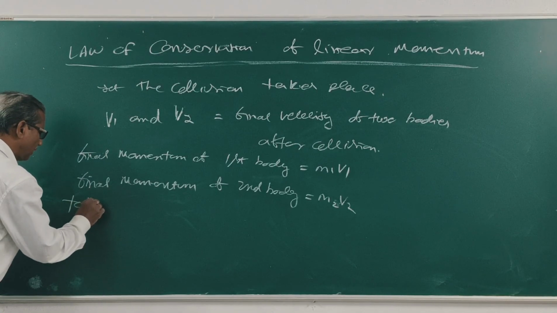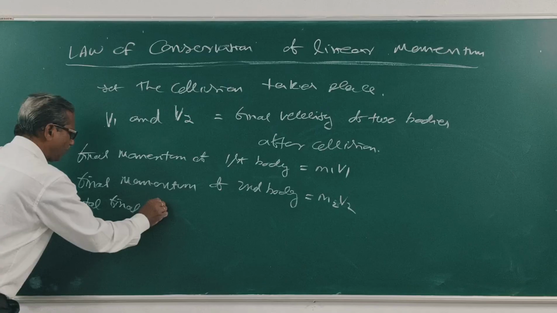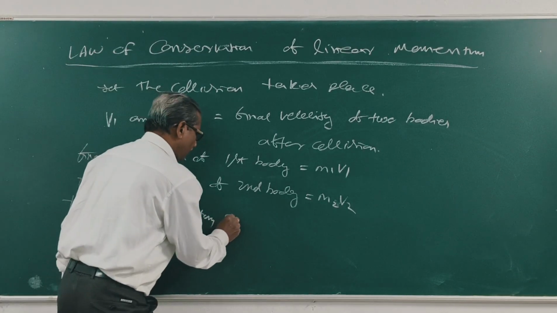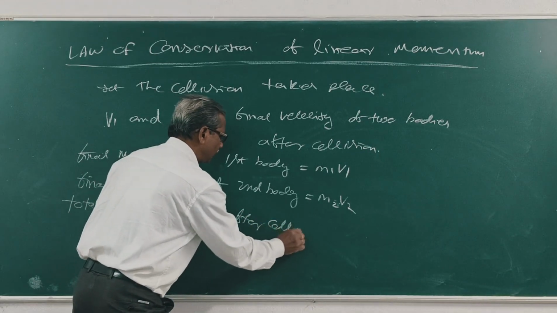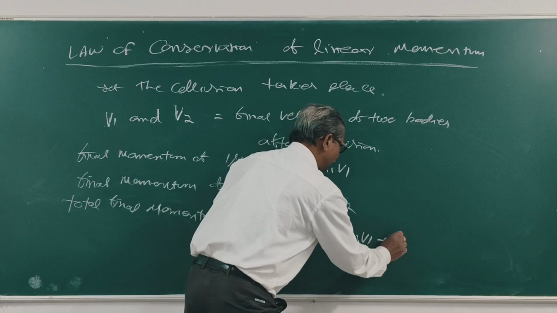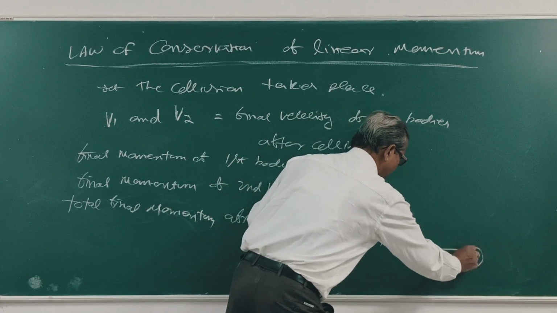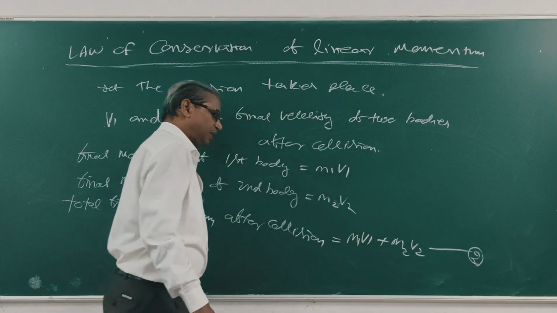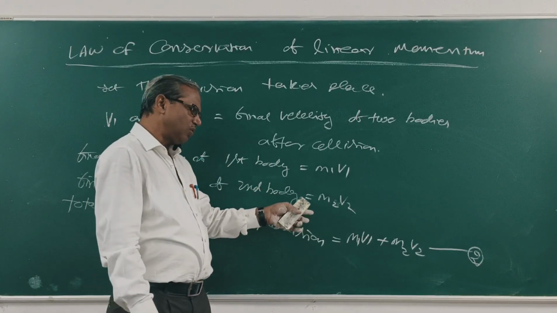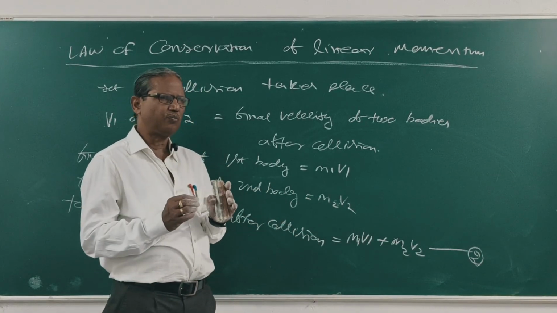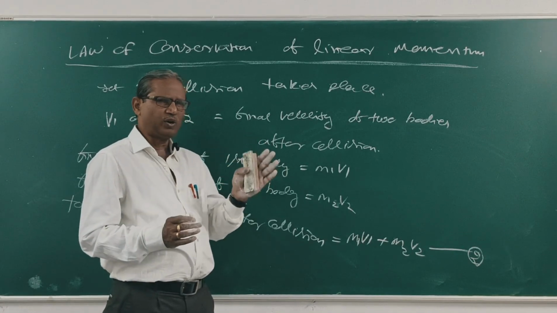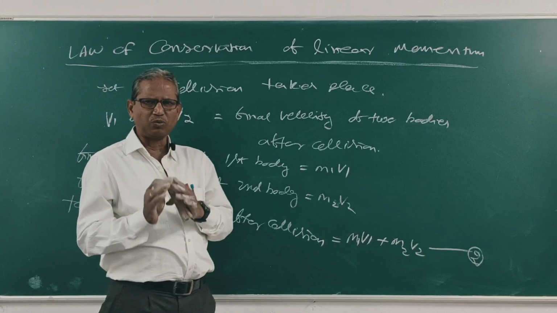Total final momentum after collision is equal to m1 v1 plus m2 v2. This is equation 2. Clear? Initial momentum total is m1 u1 plus m2 u2. Final momentum total is m1 v1 plus m2 v2. Now we will prove total initial momentum is equal to total final momentum, that is m1 u1 plus m2 u2 is equal to m1 v1 plus m2 v2. Now I will prove this.